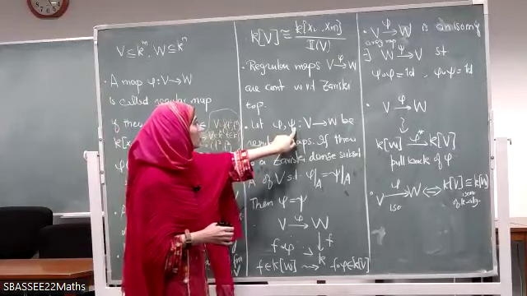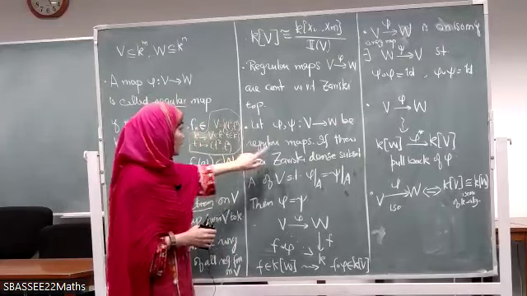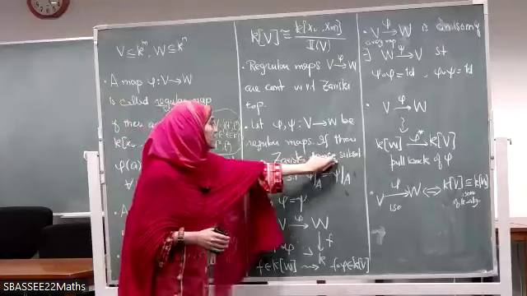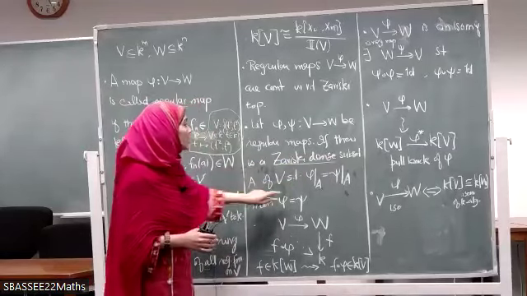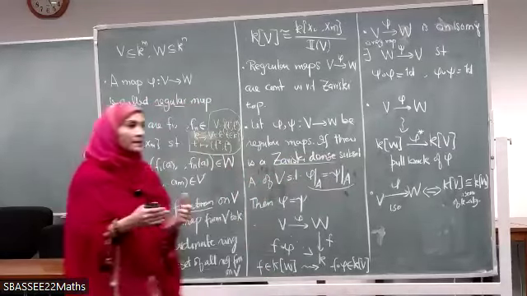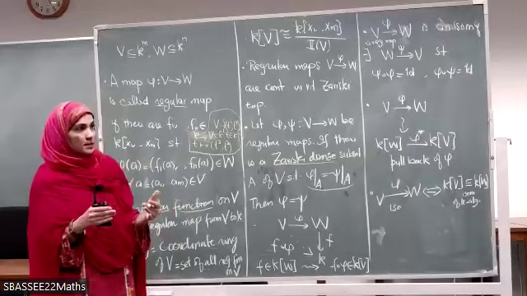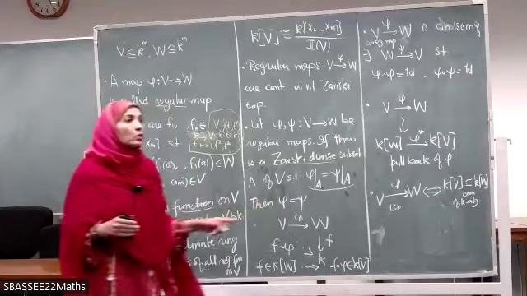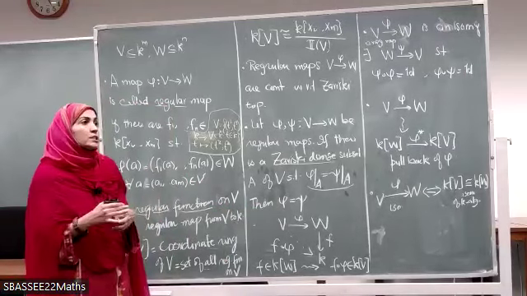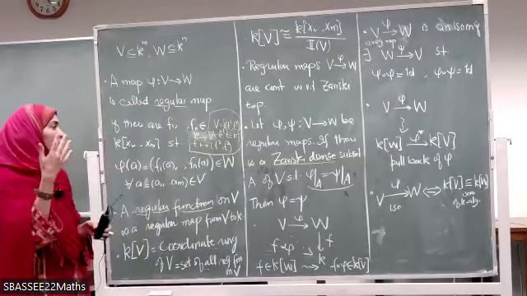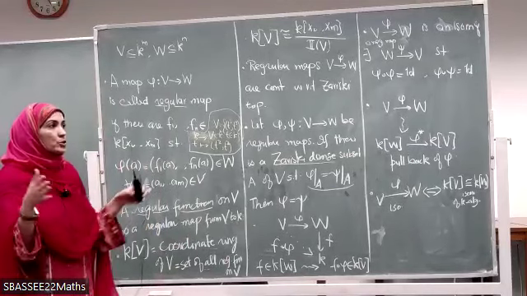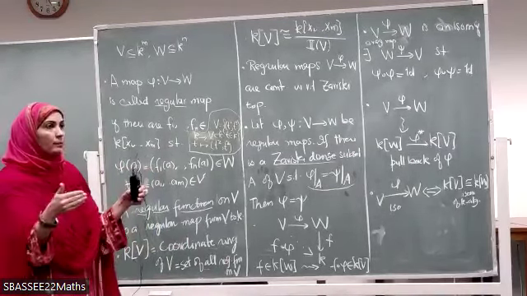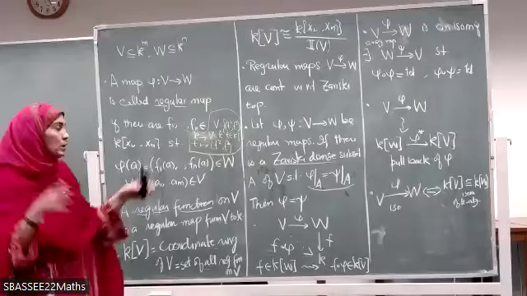So if we have two regular maps, and if there is a Zariski dense subset on which these two maps coincide, I mean they are equal on the Zariski subset of V, then they are actually equal on whole V. So actually you just need to see that if there is some Zariski set on which two regular maps are the same, then definitely they will be the same on whole V.